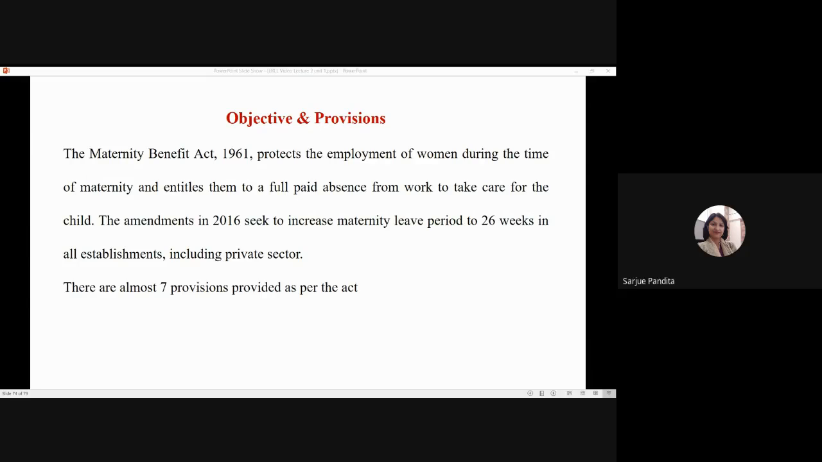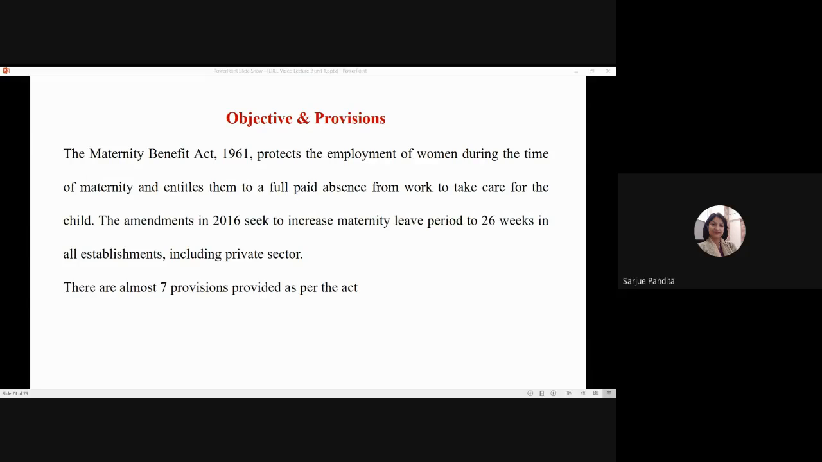Then, no woman shall be entitled to maternity benefit unless she has actually worked in an establishment of the employer from whom she claims maternity benefit. Obviously, if she's not working, she cannot claim maternity benefit, for a period of not less than 160 days in the 12 months. That means at least 160 days she should have worked in the 12 months, that is 1 year, immediately preceding the date of her expected delivery.